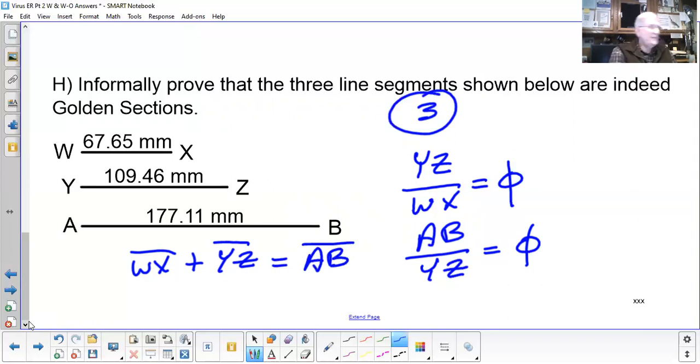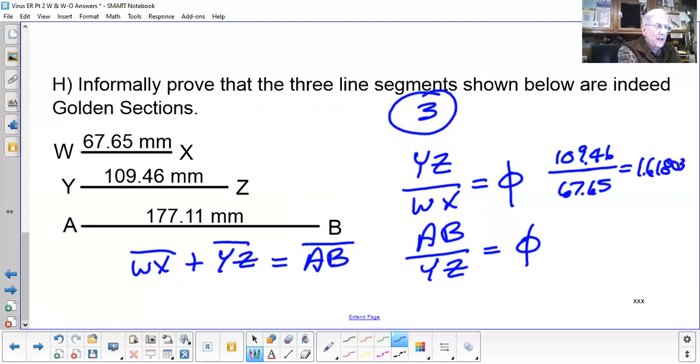Now, if you add 67.65 to 109.46, you will definitely obtain 177.11. And if you take, for example, the first one, 109.46, and divide it by 67.65, you will get 1.618034, rounded to 6 decimal places.